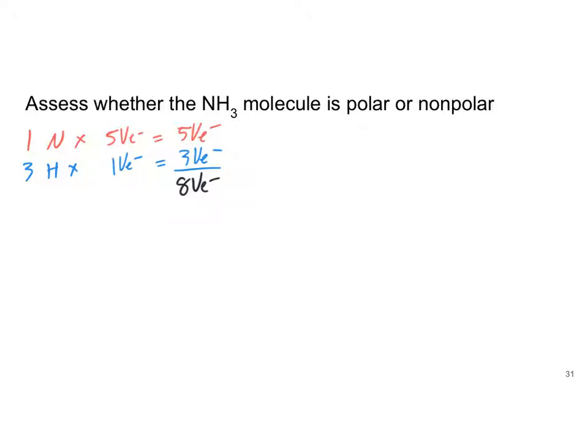So the first thing I'm going to do is I'm going to draw my structure. So here's my nitrogen, put my hydrogens around, then I'm going to go ahead and create my bond. So I've used 2, 4, 6 shared pairs of electrons. Now I have 1 unshared pair or a lone pair of electrons on the central atom.